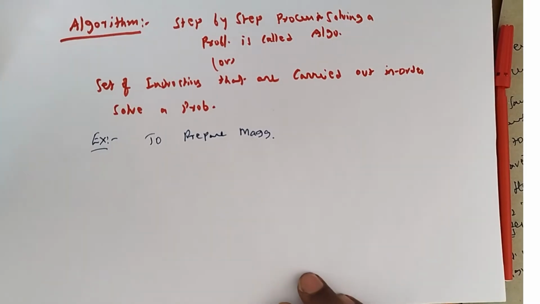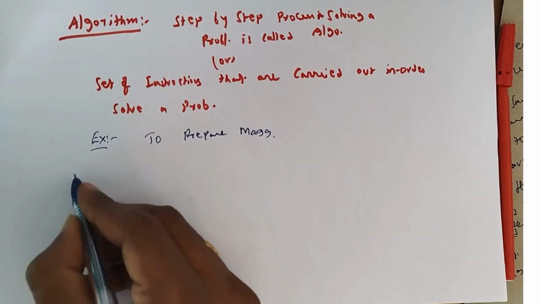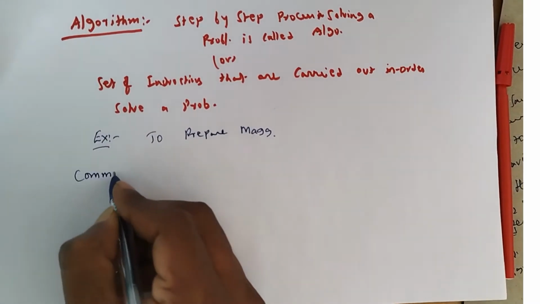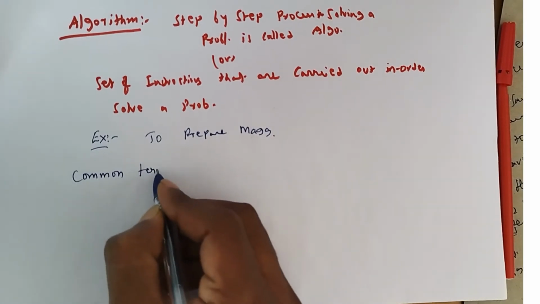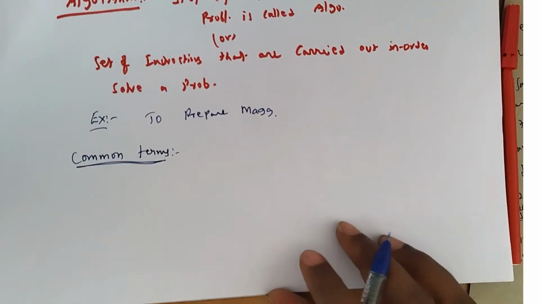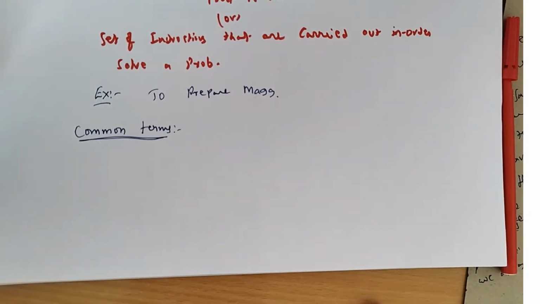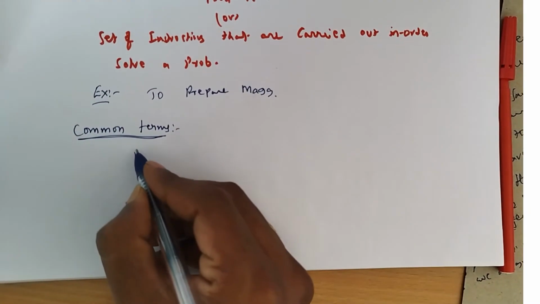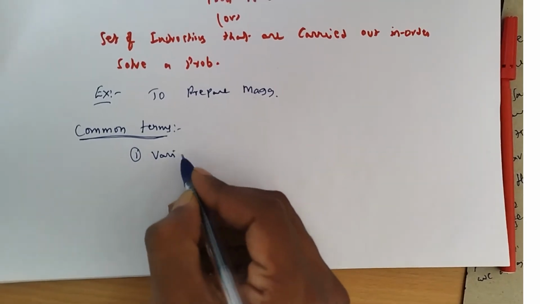Next, what are the common terms? Common terms in algorithm. Generally, there are three common terms. The first one is variables.